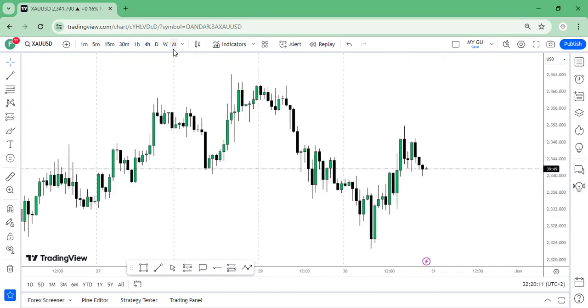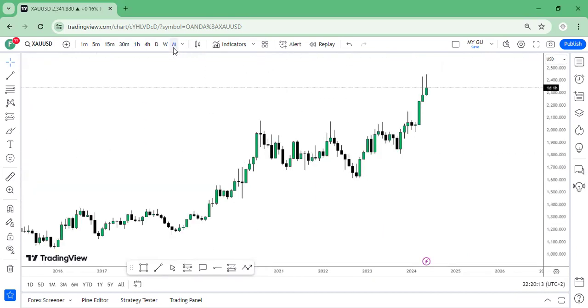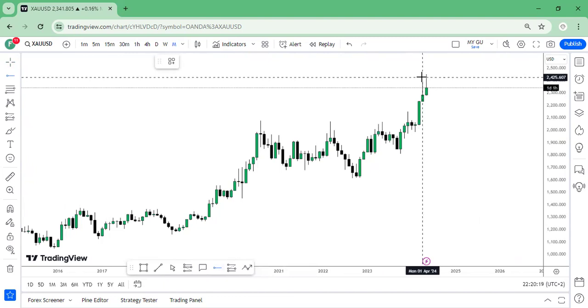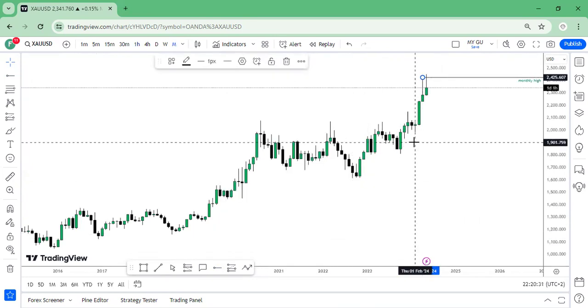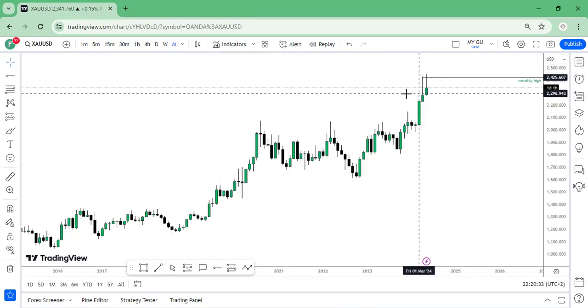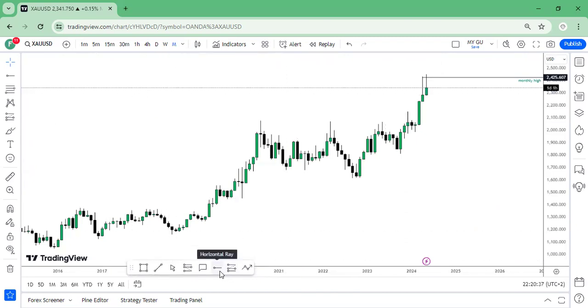All right. So what you can do is go on your monthly time frame and place your monthly zones. However, once you have placed your monthly zones, you can highlight, okay, monthly high, so that when you go on your lower time frame, you know exactly why that zone is there. And also, we are putting it on the monthly time frame, so you might not see it on the lower time frames that we're trading.